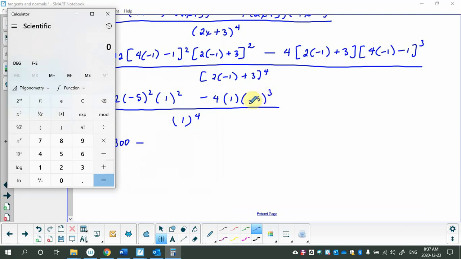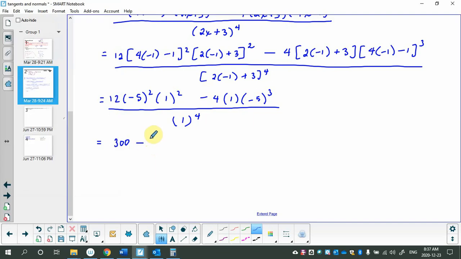This is negative 125 times 4 times 1. And because there's two negatives in there, this is going to be a positive 500. And all of this is over 1 to the 4, which is 1. So that's actually a terrible m tan of 800 over 1.